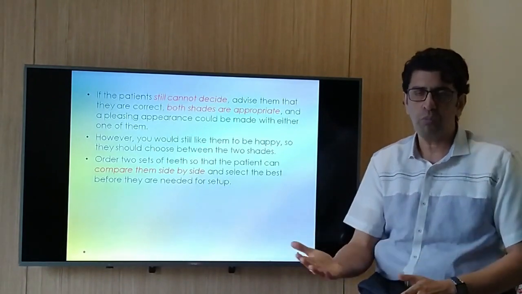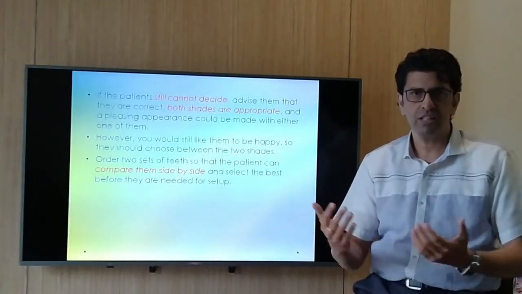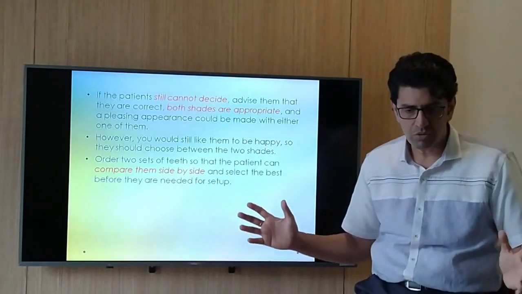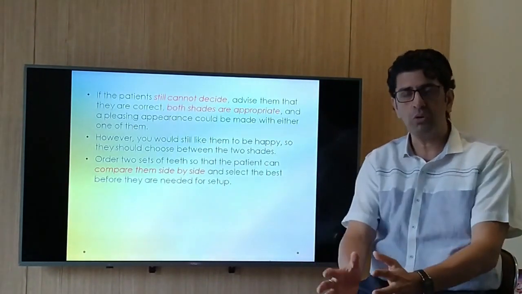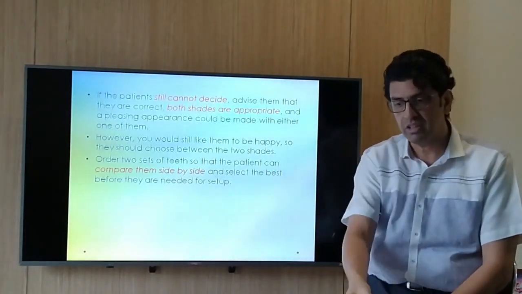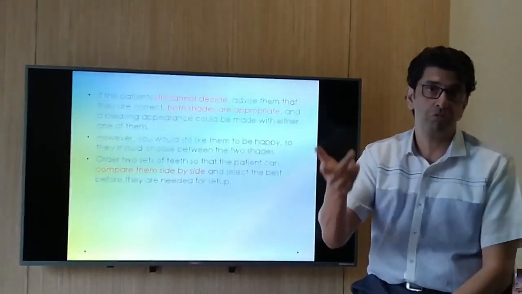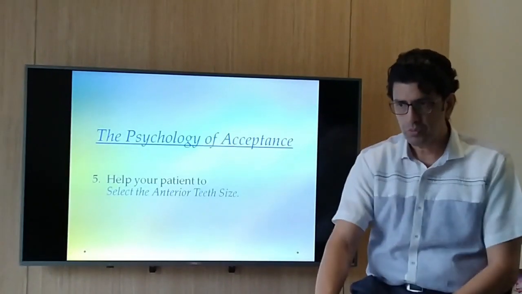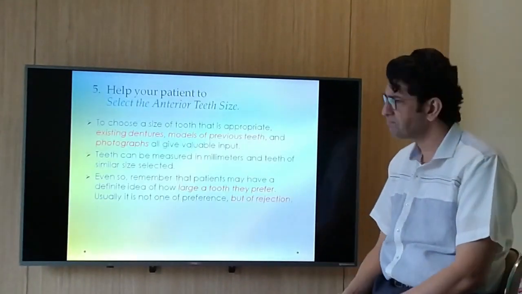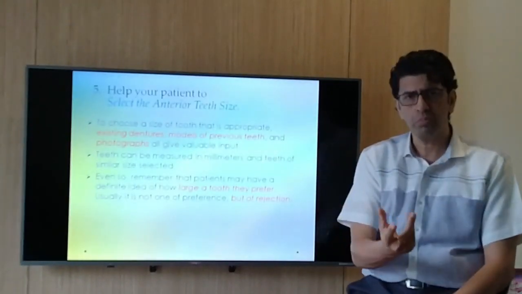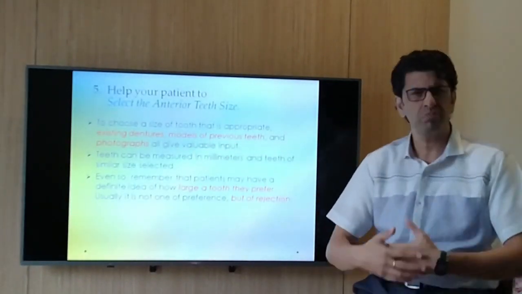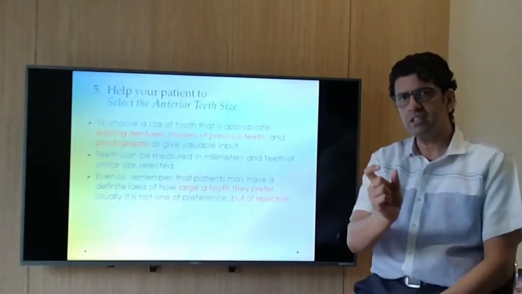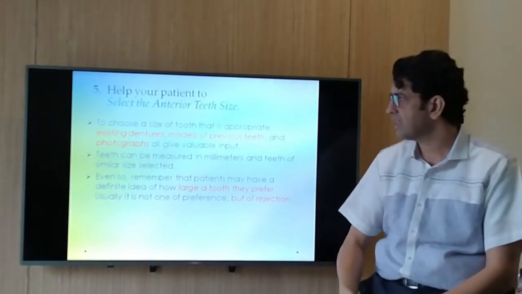You're going to show the form, the shape, and let the patient select between what you have selected, because patients will very quickly narrow down to one because they can identify with that tooth. They have seen it in their mouth before, or it looks similar to what they saw in their mouth before. Okay, so the anterior teeth size. Choose a size that is appropriate based on existing dentures, models, previous teeth, photographs, whatever. Okay, and then you can measure this in millimeters and take a similar size.